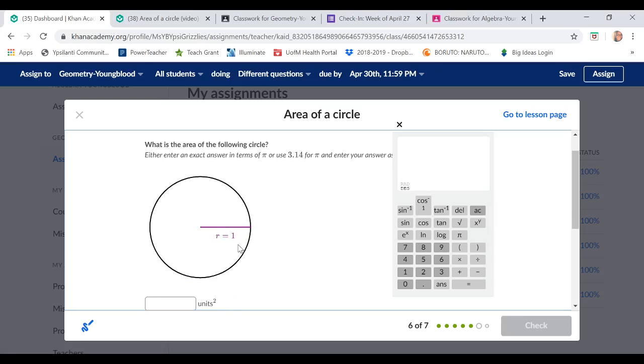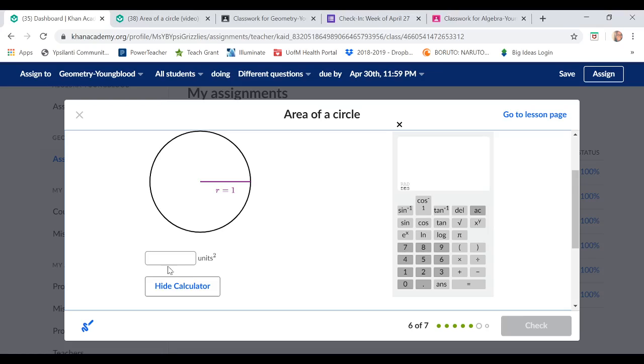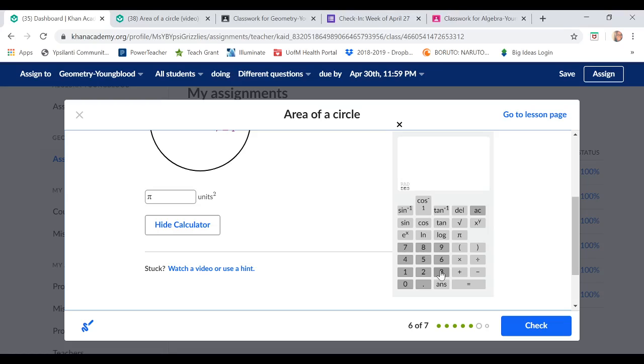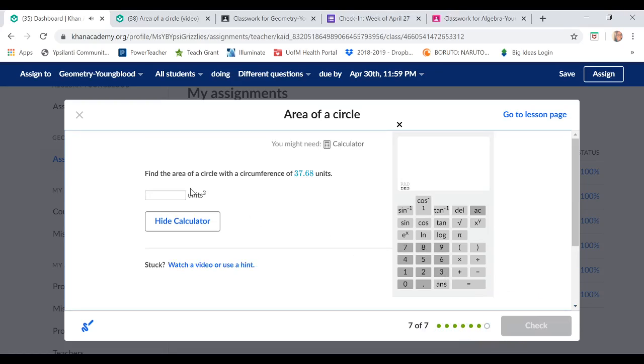This one, nice. We're finding the area given the radius. The radius is 1. 1 times 1 is 1. So the answer for this one is just going to be pi, actually. And last one, find the area of a circle with a circumference of 37.68.